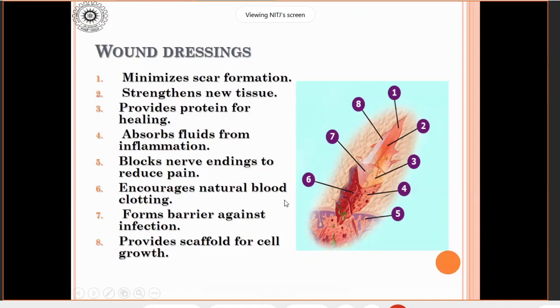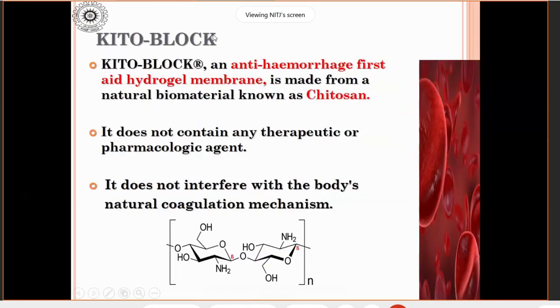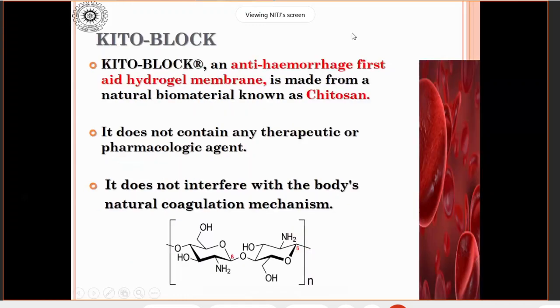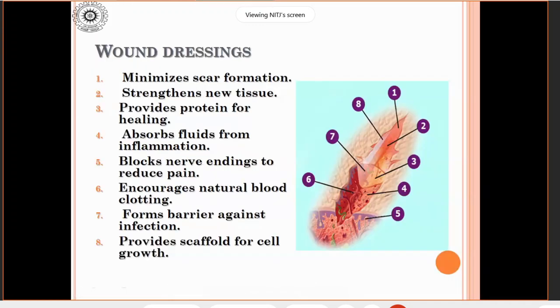Another application of such materials in biomedicals is in wound dressings. You'll find that in wound dressings, a lot of characteristics are there of such materials. The first one is, it can minimize the scar formation on the skin. It strengthens new tissue formation.